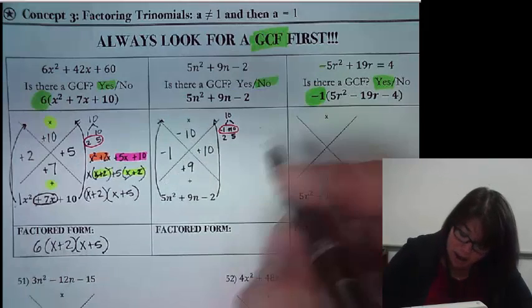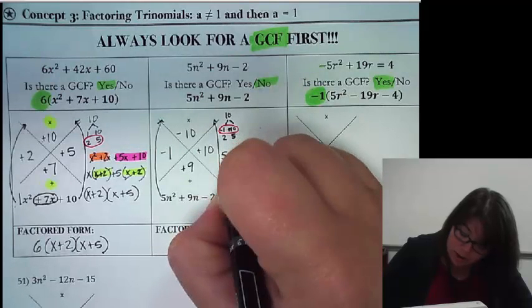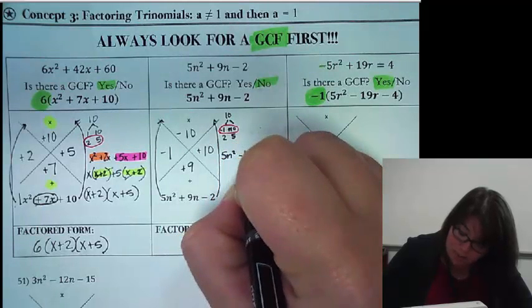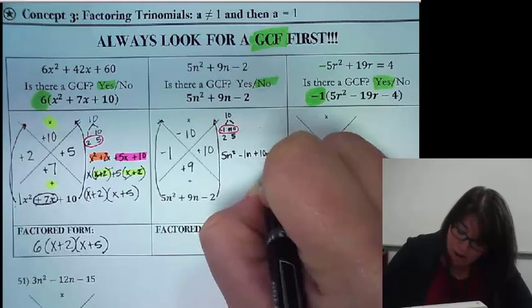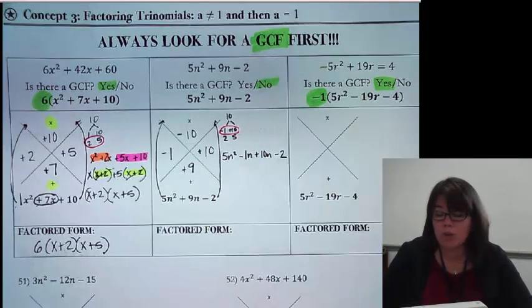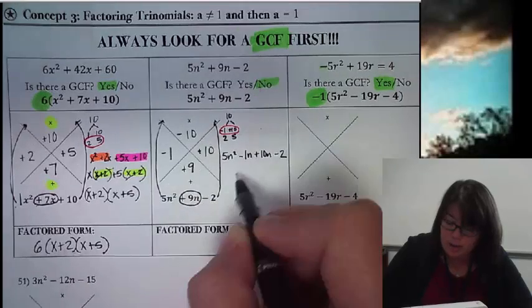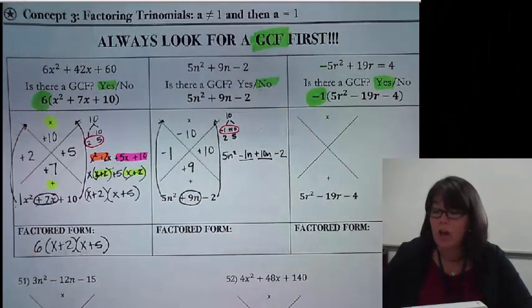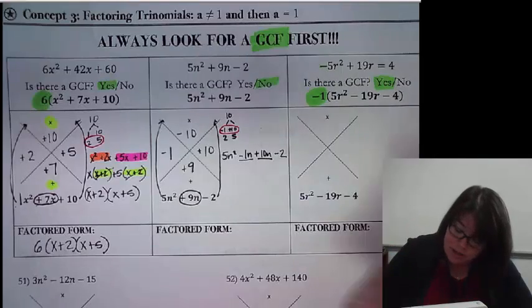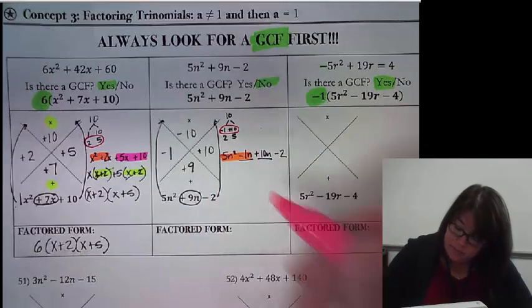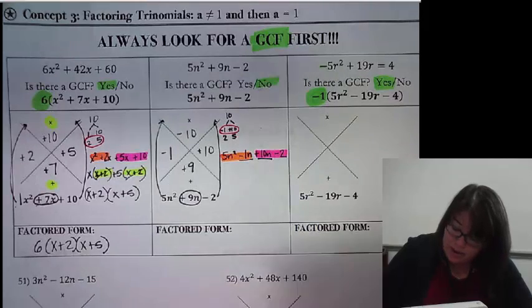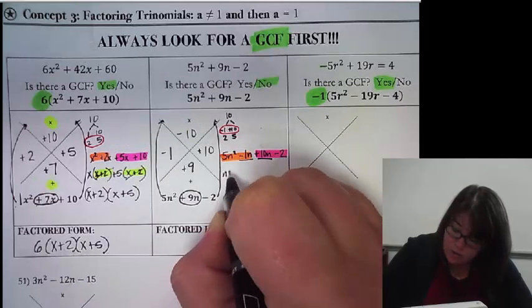So I'm going to rewrite this now as 5n squared minus 1n plus 10n minus 2. So I took my middle term and I just split it up into two separate terms. The reason I did that is so that I would have group 1 and group 2. And now I can factor just as I normally would.